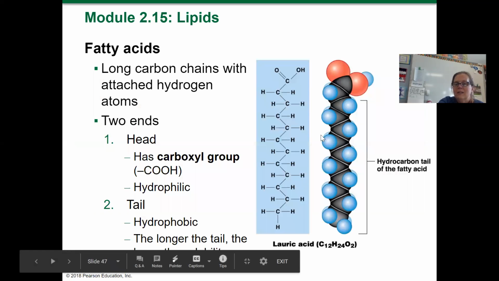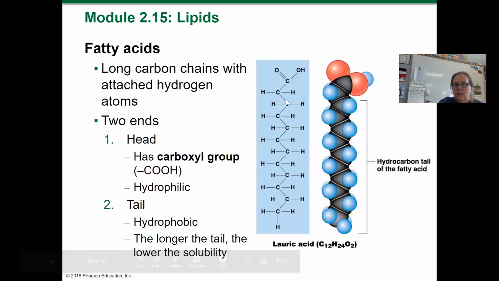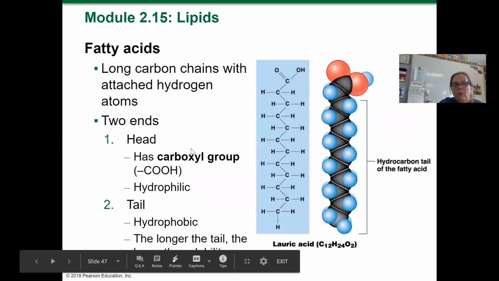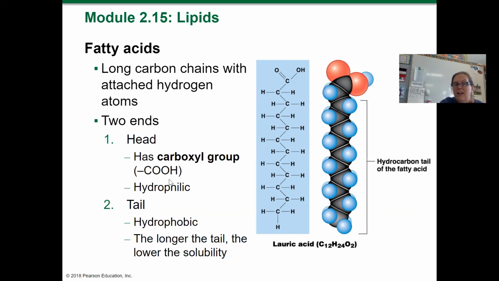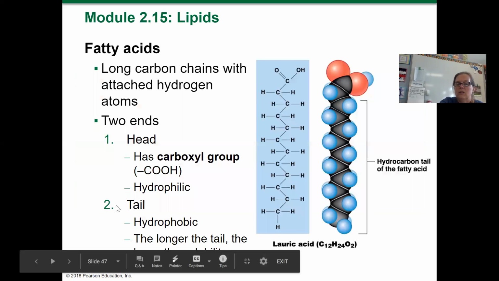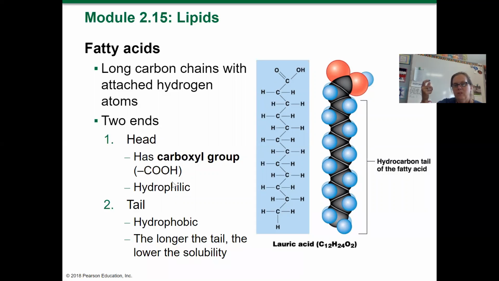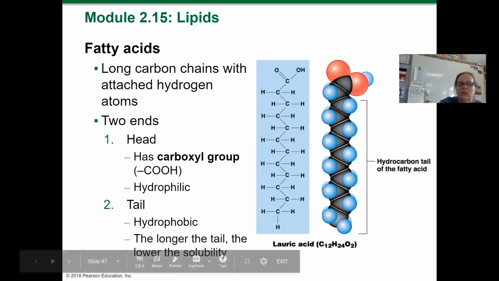A fatty acid is a common lipid in a lot of foods that we eat. It has a carboxyl group on its head. The head is hydrophilic, meaning it's water-loving, and the tail is hydrophobic. This is similar to the phospholipid setup in that that duality will allow it to attract certain molecules and then repel other molecules.